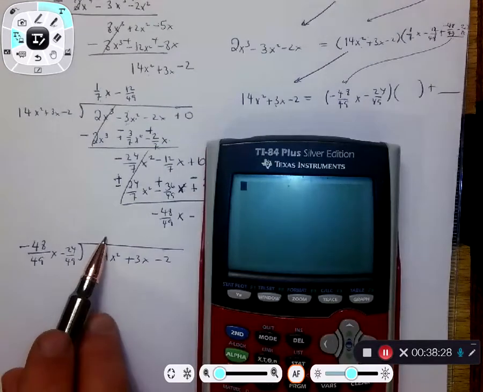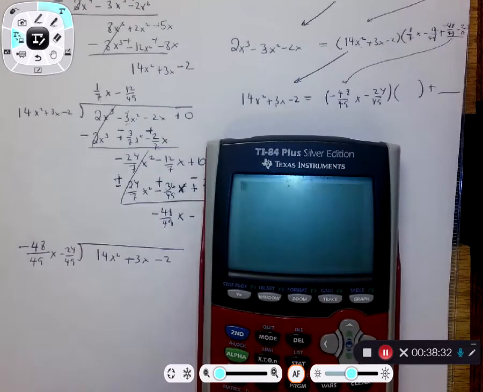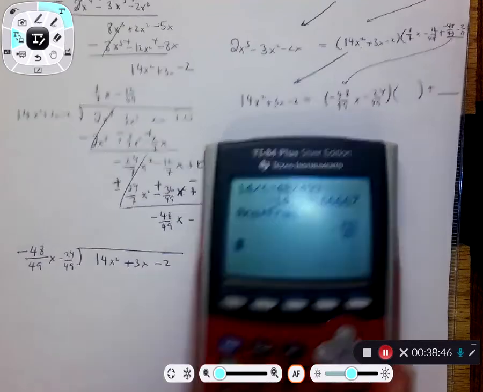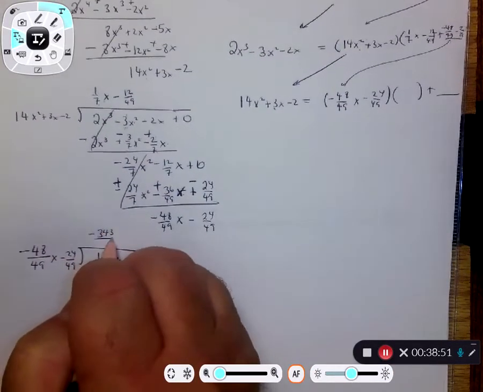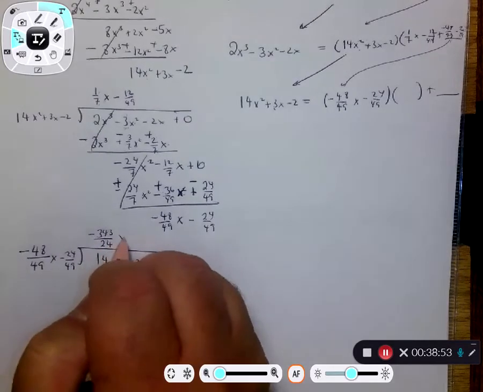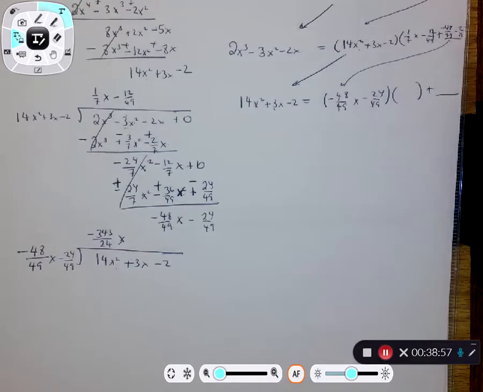What times negative 48/49 is equal to 14? Well, pretty much you take 14 and divide by parentheses, that negative 48 divided by 49. And crappy fraction, and convert the crappy fraction into negative 343/24. Gotta love it. So this will be negative 343/24 times x, because the x times x equals the x squared.